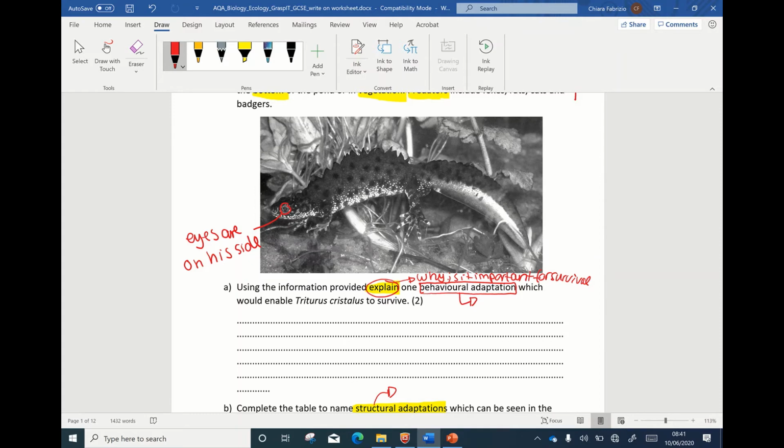Okay, another thing I can see, it's got quite large feet, doesn't it? So why do you think having large feet is going to help him? Or her, who knows? And remember the streamlined shape? I think I can see it here.